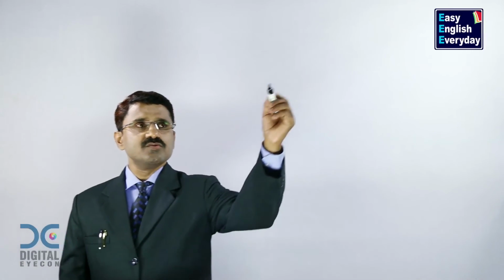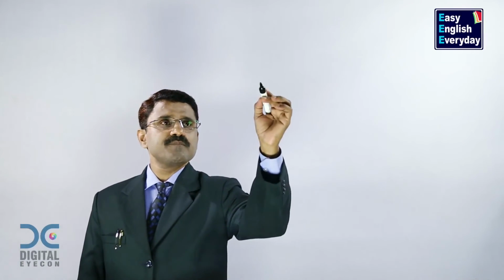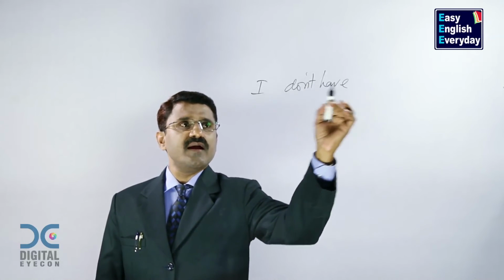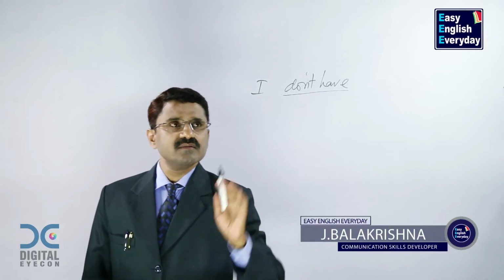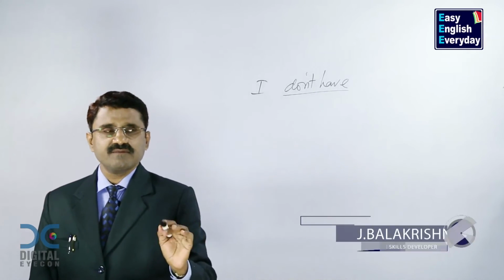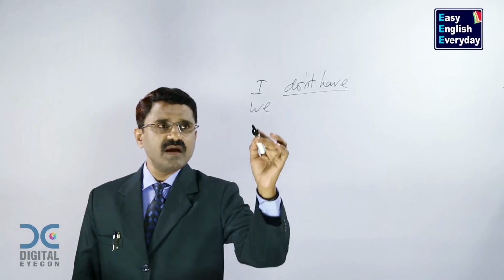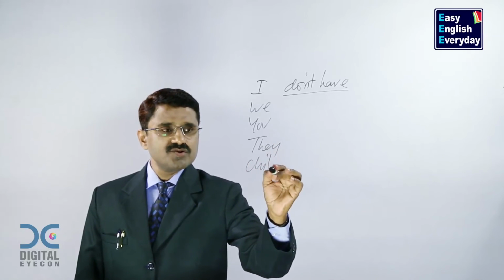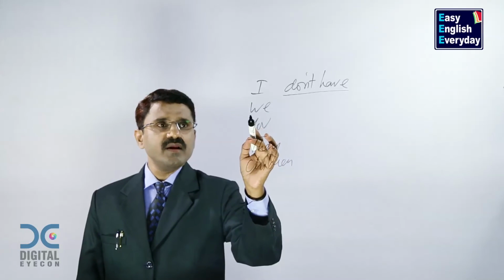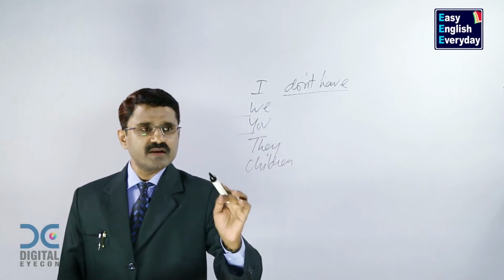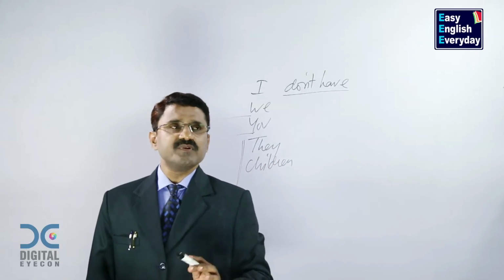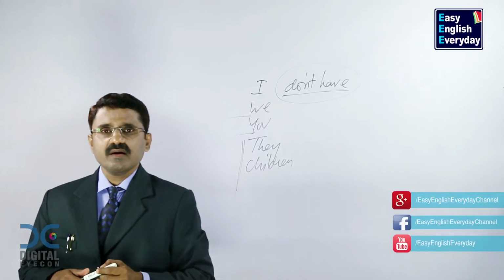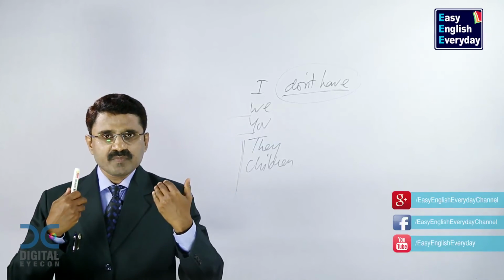Now you can also use do to talk about possessions. I don't have. Just look at these words. I don't have. We don't have. You don't have. They don't have. Children don't have. I and we first person, you second person, they and children third person. So don't have. What do these two words mean? The possession is not there with us.